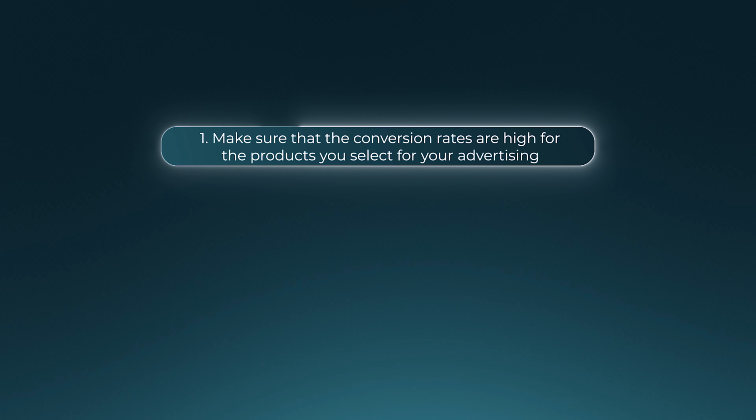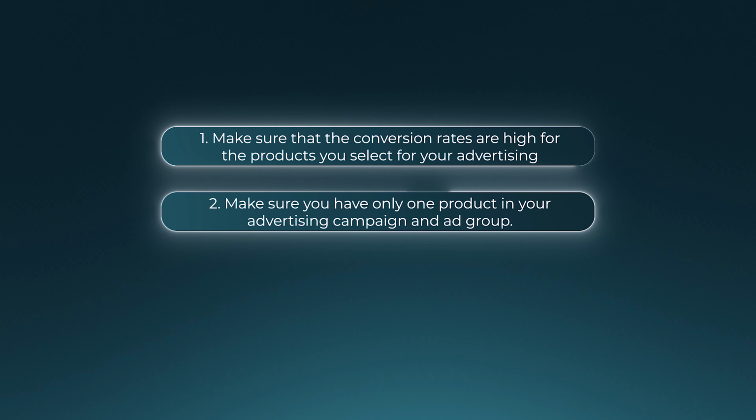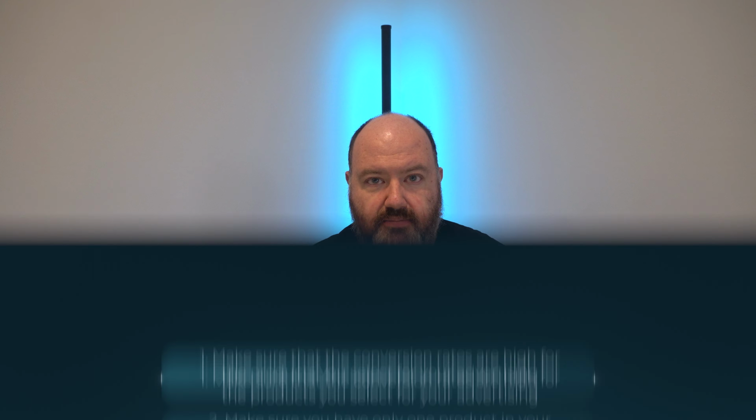So let's go through a list of strategy points. The first one is make sure that the conversion rates are high for the products you select for your advertising. Point 2 is make sure you have one product in your advertising campaign and ad group only. And you want to do this with as many products as you want to, but make sure that you have one product. And if you're using a child product from a variation, you're using either a bestseller, a hero product, one you know that's going to work for you internally in your business, or look at the competitive analysis to say which one is going to be the most likely to succeed.